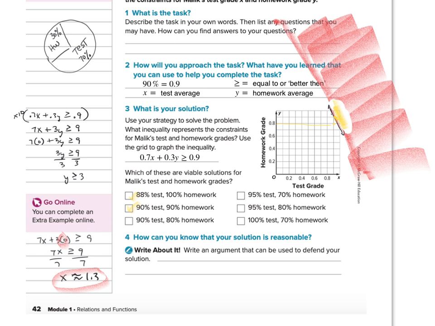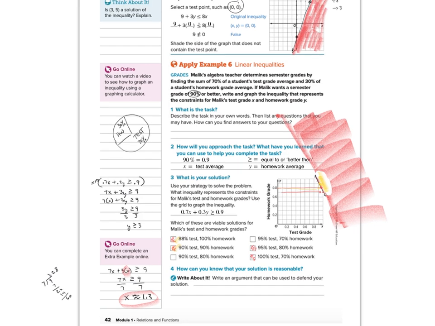Let's see what else. 95 and 70% homework. Again, 70% homework and 95 is about right there, so we're outside of the shaded region. And then 95 and 80% homework. 80% homework right along here to a 95. That is probably within our boundary. It seems to be on the line. And then 100% and 70% on homework. Again, 70% on homework all the way over here. That is probably on the line too. So there you go. Those are the solutions that would work for us.